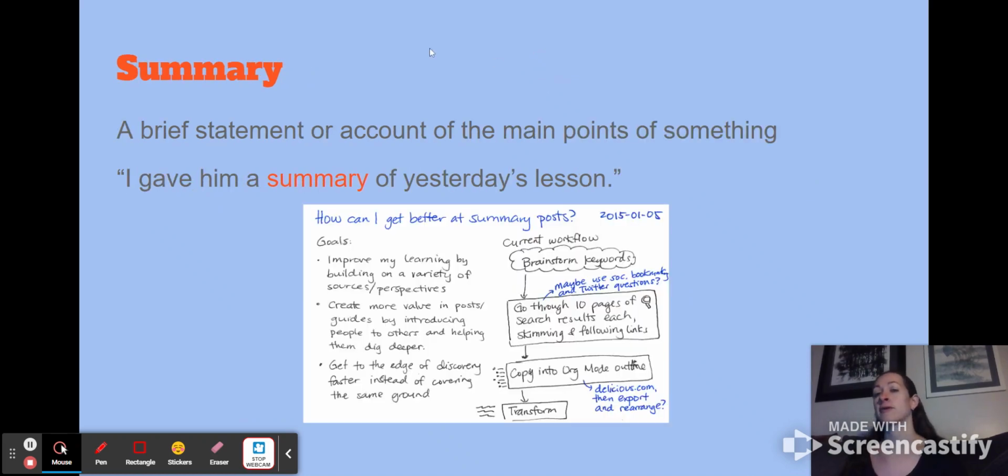We have summary, which is something that you are all experienced with, but again, sometimes knowing the term and being able to define what it is is something different. So a summary is a brief statement or account of the main points of something. For example, if Brandon was absent, I would give him a summary of yesterday or last week's lessons so that he knows what's going on.